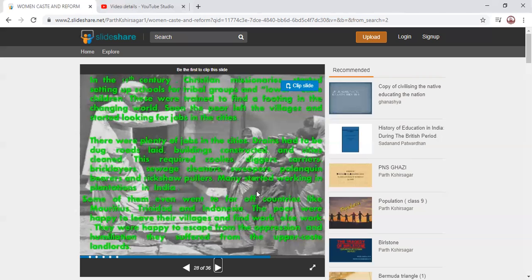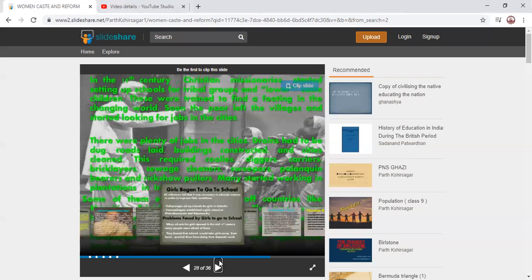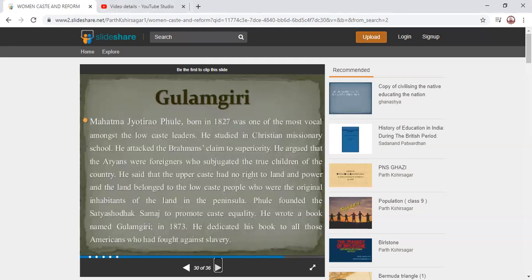To protect these people from such a system of casteism, there were a large number of social reformers. The first name that comes ahead is Jyoti Rao Phule. He belonged to a family of flower sellers. He attacked the Brahmins, who claimed that they were superior to others since they were Aryans.